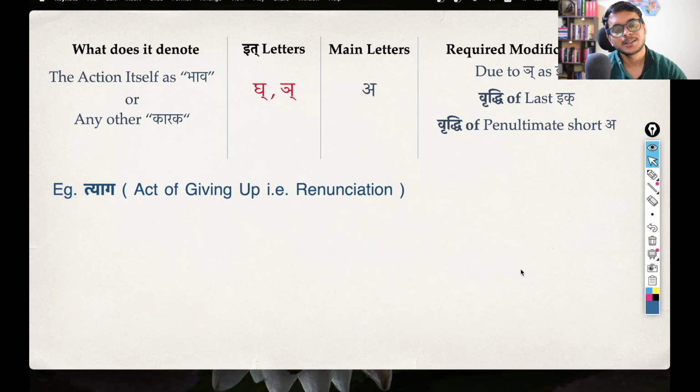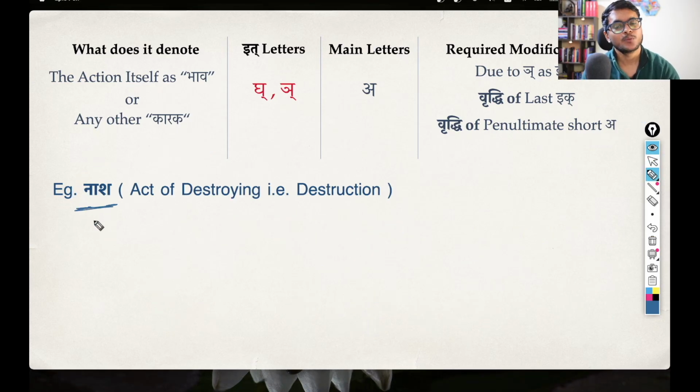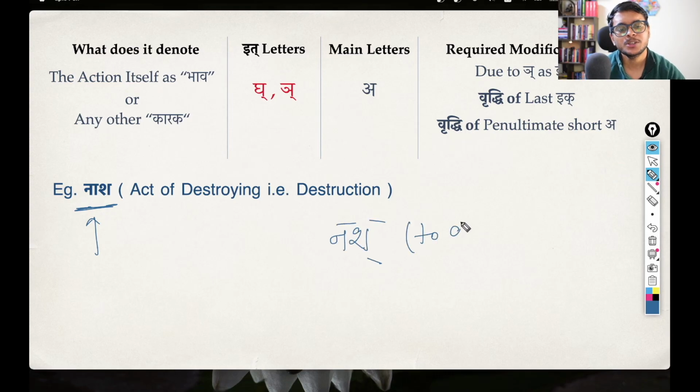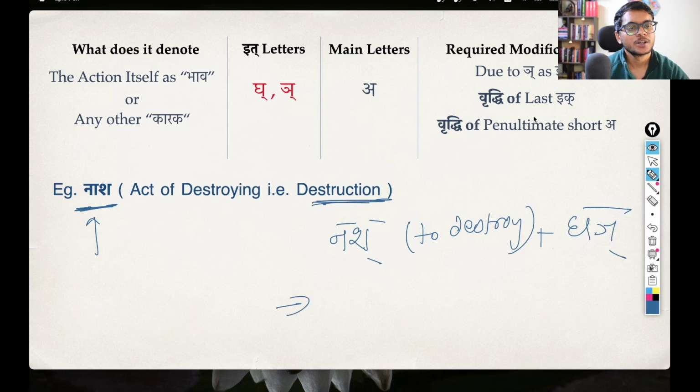Now let us take another example. So nasha. And what is the meaning of nasha? Again, you can just see what the dhatu is. The dhatu is nash dhatu. Nash dhatu means to destroy. Okay, so nasha is the act of destroying. Basically, destruction. So let us see if the modifications are possible.